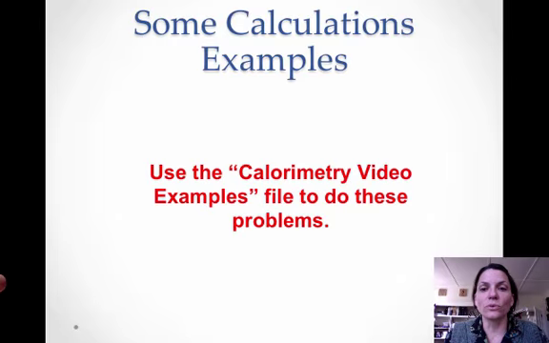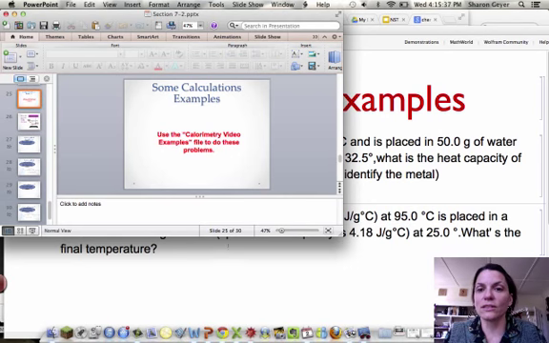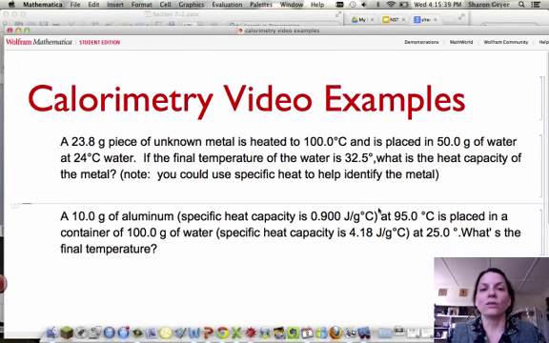Okay, so here are a few calorimetry examples. Now we're going to switch gears here and look at some math examples just to make sure you understand how to do this. Okay, so we have this first one. We have an unknown metal, and we start with the metal at 100 degrees. We place it in some water, and the water is at 24 degrees, and the final temperature of the water is 32.5. So we want to use this data to calculate the specific heat of the metal.